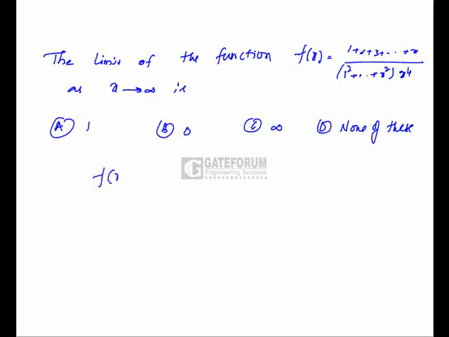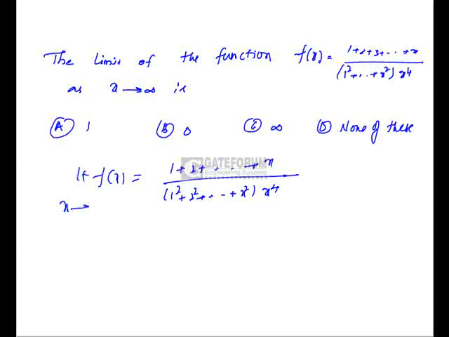Given function is f of x is equal to 1 plus 2 plus so on up to x, which is the sum of the first x natural numbers, by 1 square plus 2 square plus so on up to x square, which is the sum of squares of the first x natural numbers, into x power 4. Now we have to find the limit of this function when x is tending to infinity.